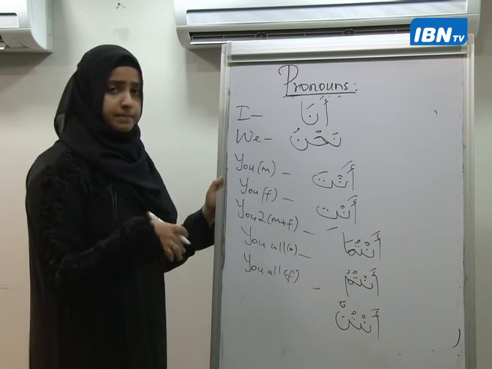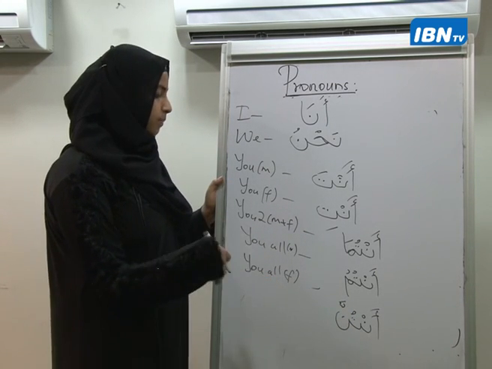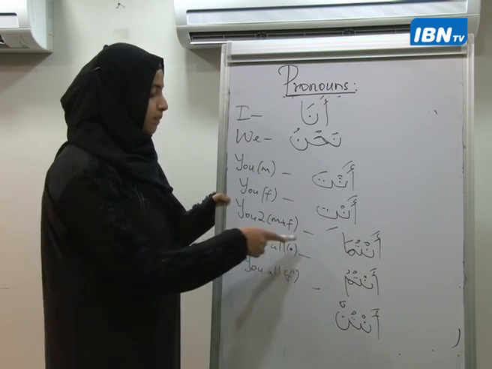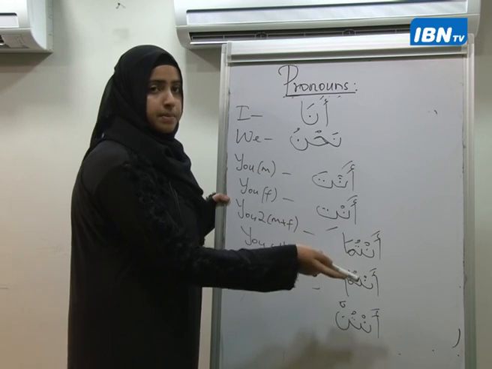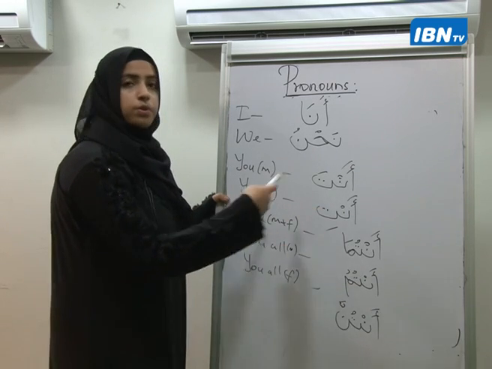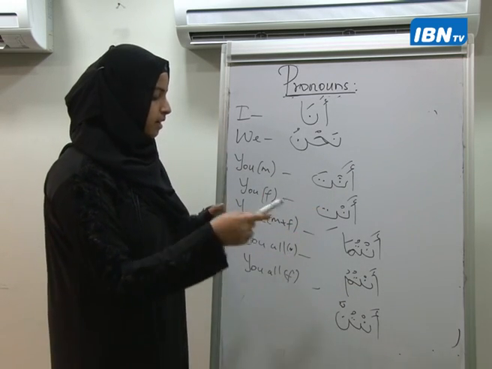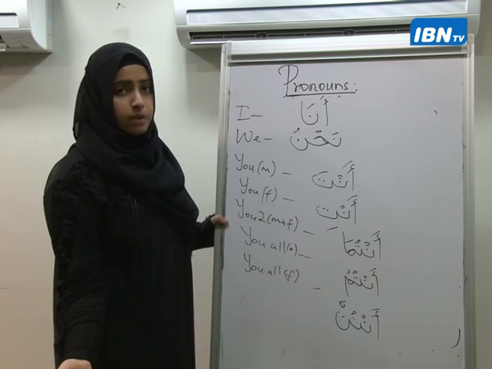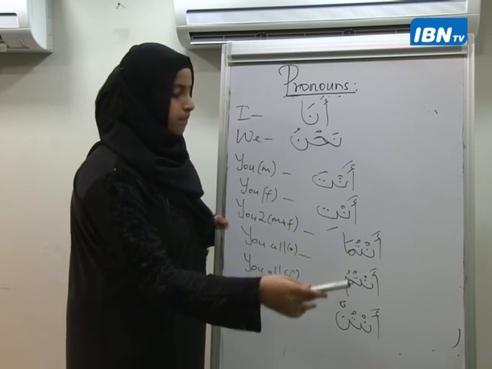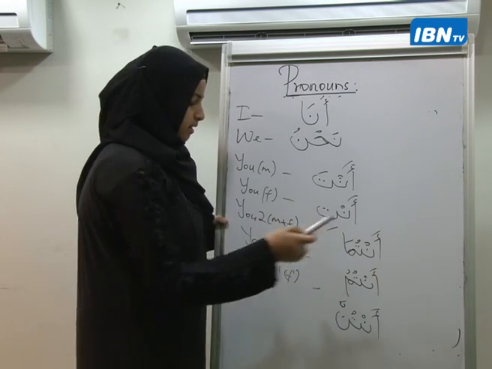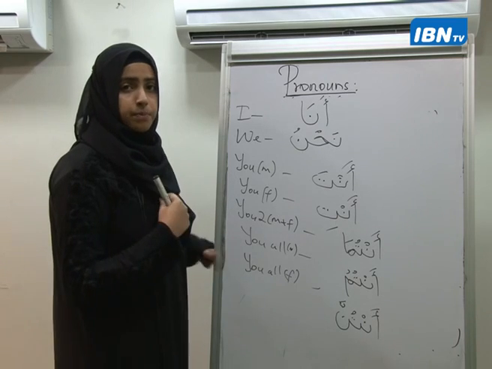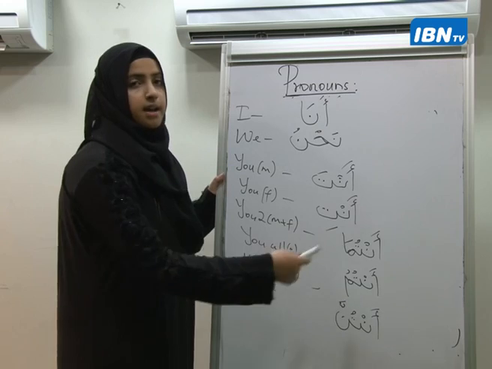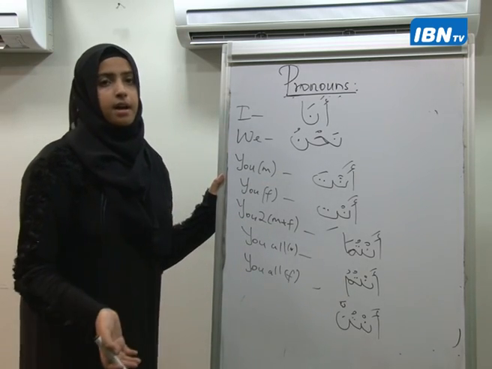Right. Now, if I want to convert it into the third person, what will I do? For they two, I will look at you two. So they two will become huma. You two, antuma. They two, huma. You all masculine is antum, so they all masculine, hum. Antunna, you all feminine, and they all feminine will become hunna. So antunna, hunna. So that is how we looked at the pronouns.